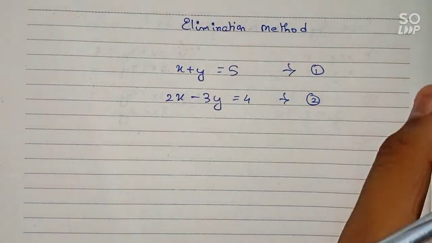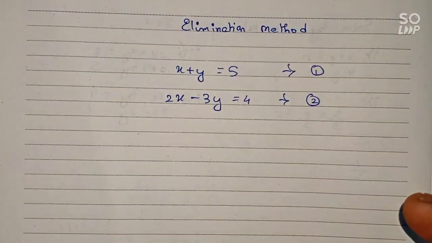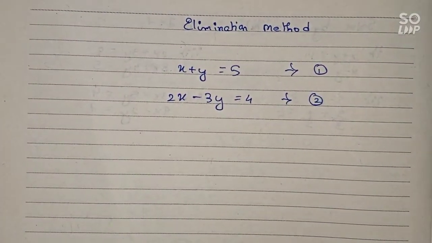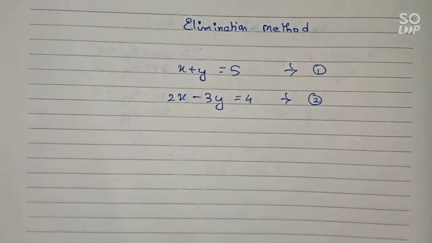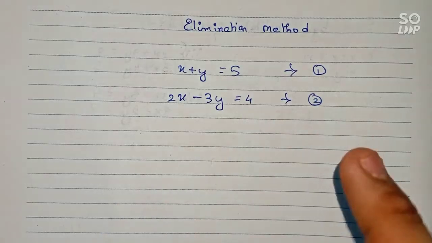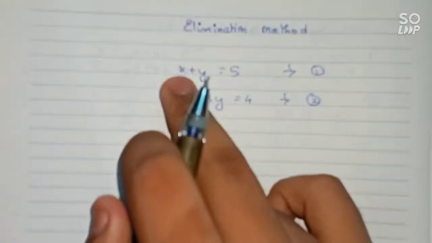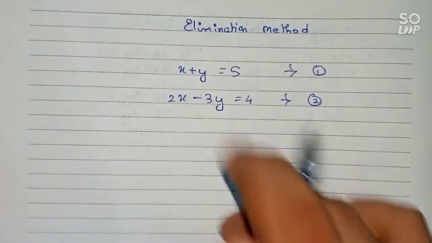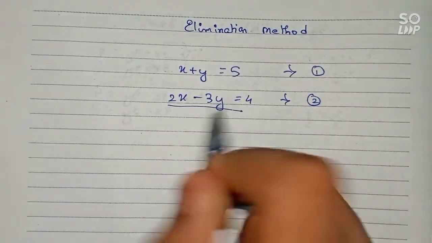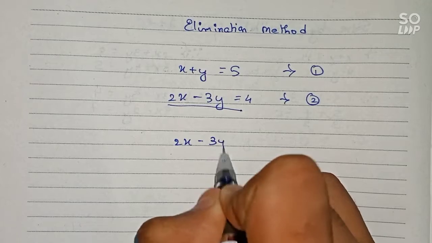So now the rule of the elimination method is that a number which is higher, that is 2x minus 3y, is definitely higher than x plus y, and in that number we have to multiply this x and y with any of the constant so that it will become this number. So first this number we will write down. So 2x minus 3y is equals to 4.